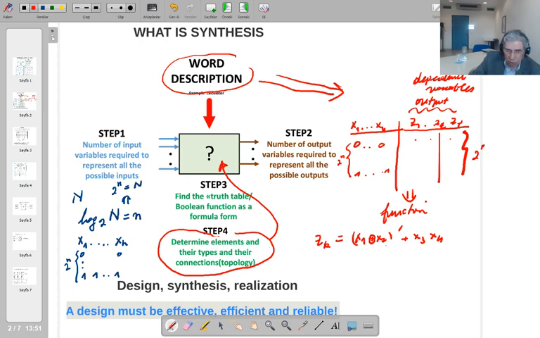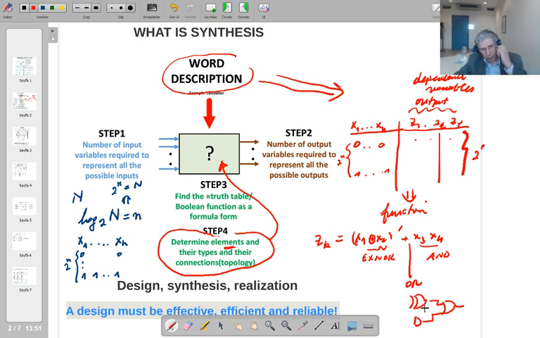Which elements? So this is XOR gate, XNOR gate, isn't it? Because of that. This is AND gate. And that is OR gate. So I determine the elements now, once I wrote that formula like that. And also I determine the topology. What is this topology? Here you are. This is XOR. This is AND. And the sum of the output of those two. So the connection topology is known and element types are known.